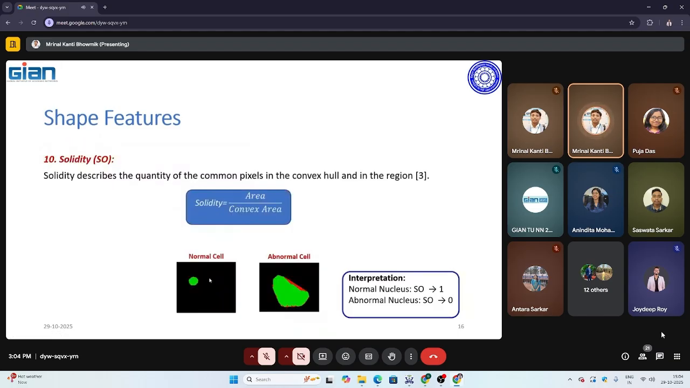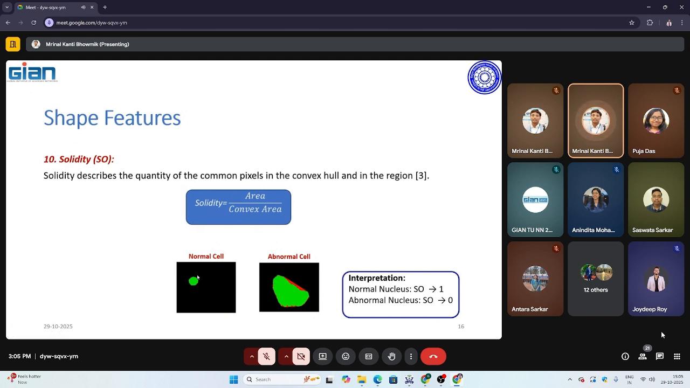The next shape feature is solidity. Solidity describes the proportion of pixels in the convex hull that are also in the region. You can calculate solidity as area divided by convex area. For a perfectly smooth nucleus, solidity is close to 1. For this normal cell image, the solidity value is very high, indicating compactness and uniformity in the boundaries.